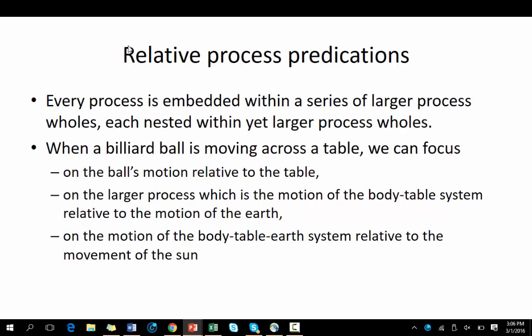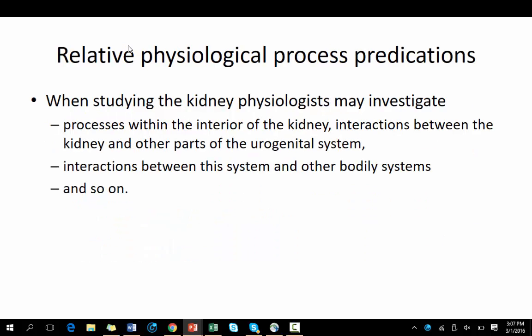But now, every process is embedded within many larger processes, in the end embedded within the history of the entire universe. And when we are focusing on processes within this massive conglomerate of interconnected process profiles within these larger wholes, we can focus sometimes on the process profile of the one object we're dealing with, but we may focus on relative process profiles. So if a billiard ball is moving across the table, we can focus on the ball's movement relative to the table, or we can focus on the larger process, which is the movement of the ball-table system relative to the motion of the Earth. Or we can focus on the motion of the ball-table-Earth system relative to the movement of the Sun, for instance. We would never do that, of course, but we could do that. And some people do that.